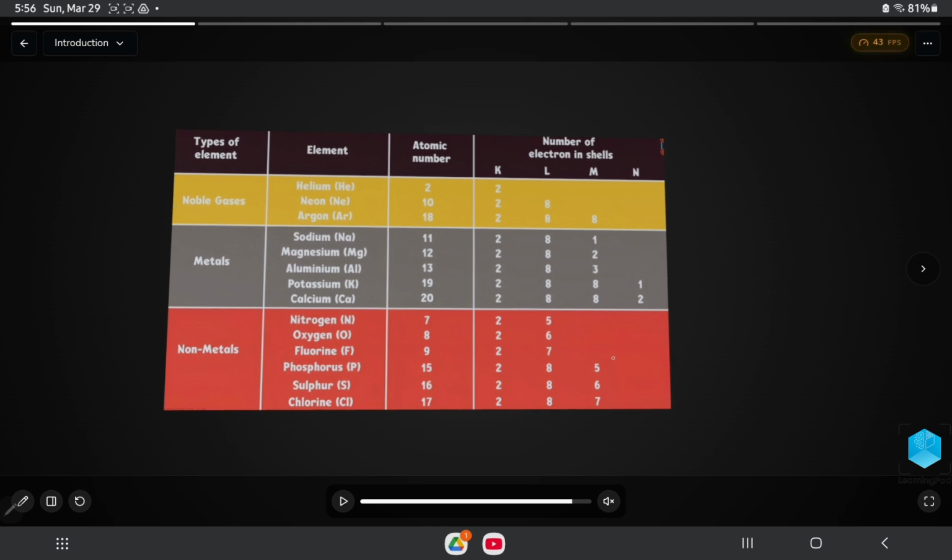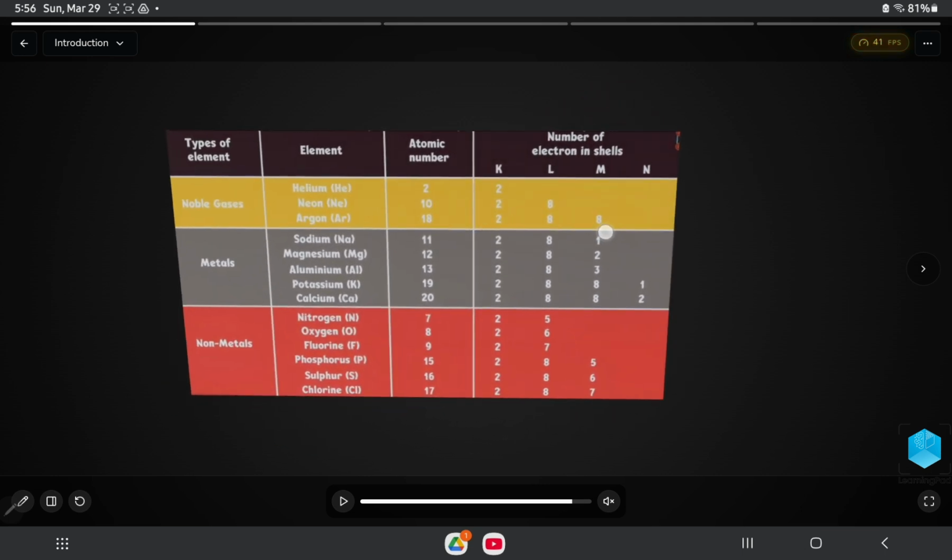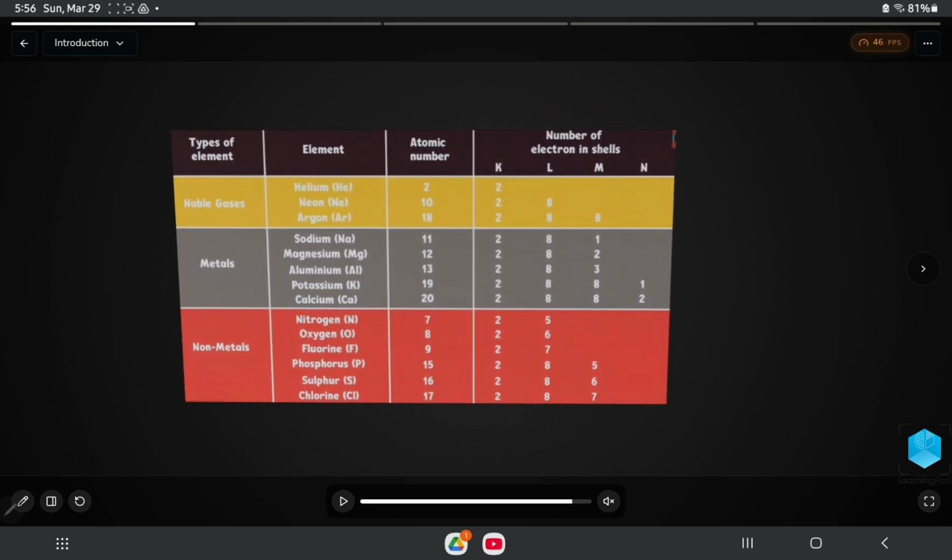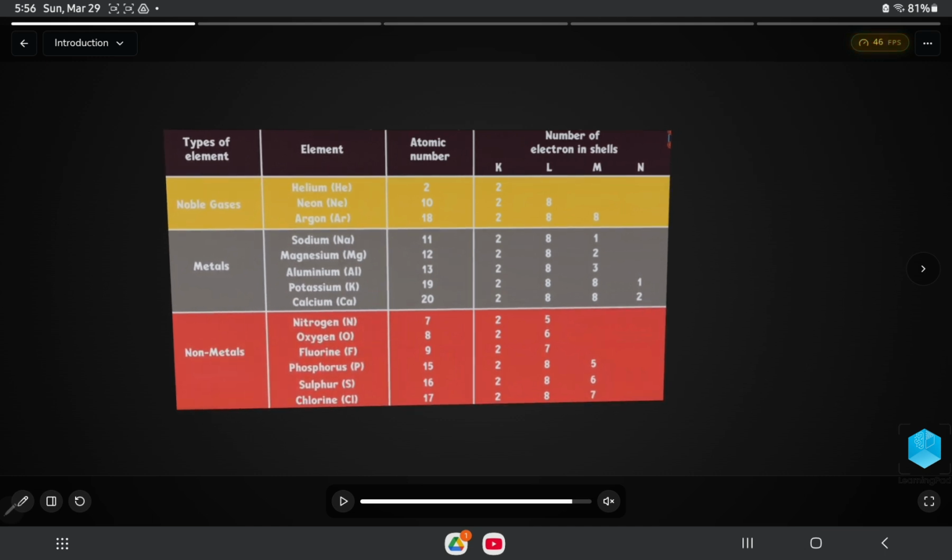So, if we see their outermost configuration, K, L, M shells, by studying this configuration, you will know how the metals combine with non-metals. For example, sodium easily combines with oxygen to form sodium oxide. Magnesium readily combines with oxygen and forms magnesium oxide. So, in this way, metals and non-metals combine. Before combining, metals form cations and non-metals form anions.